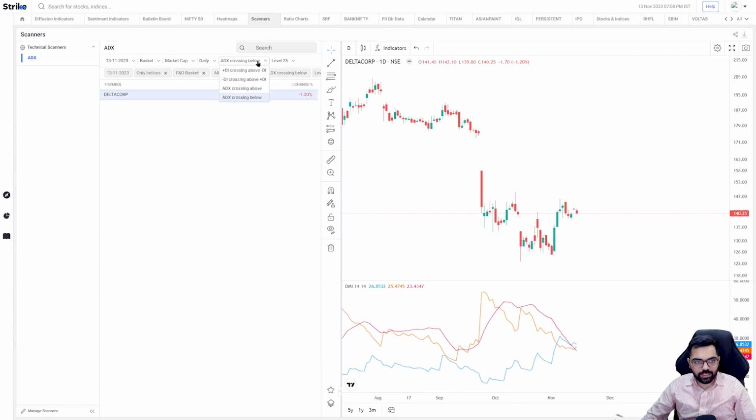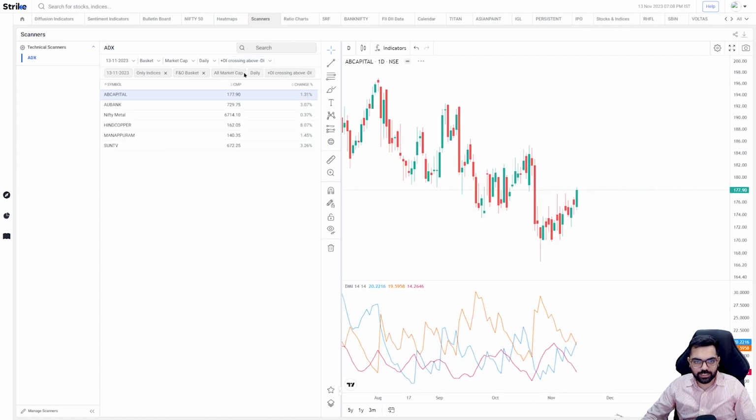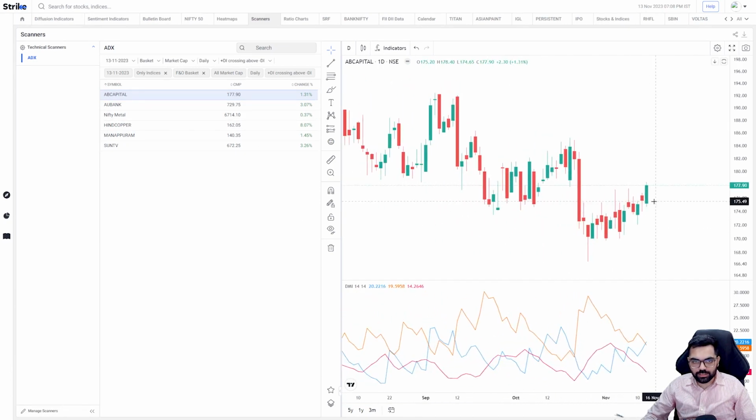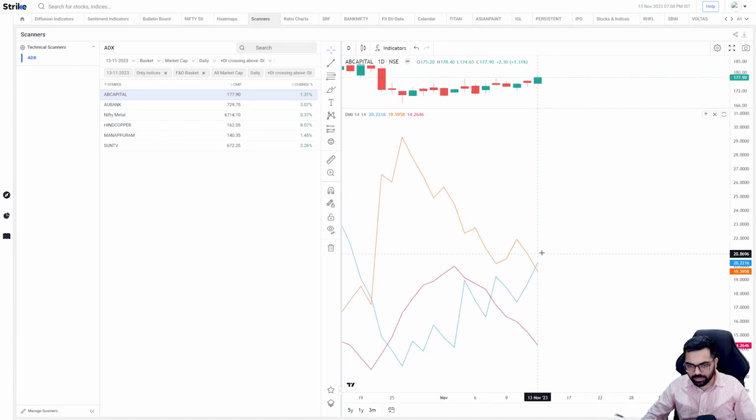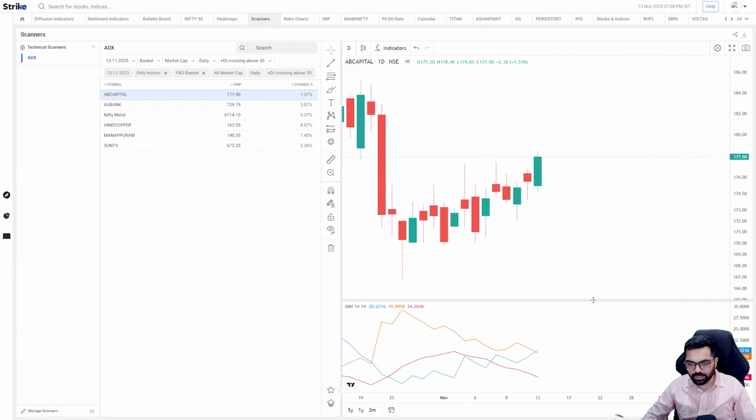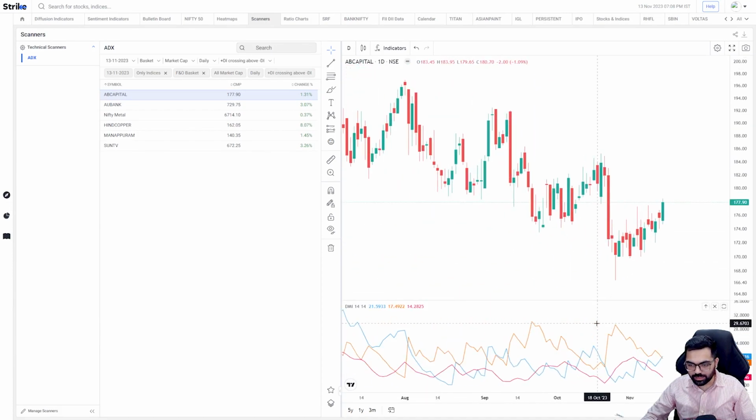The second thing that comes into picture here is the crossovers, which we just discussed. So if I just want to see the positive directional index crossing above the negative directional index, I can visualize that by selecting this filter over here. Now what Strike will throw up is the crossovers of the same. As you can see on this chart, the blue line is crossing above the orange line, thereby meaning that positive trend is getting stronger than the negative trend.